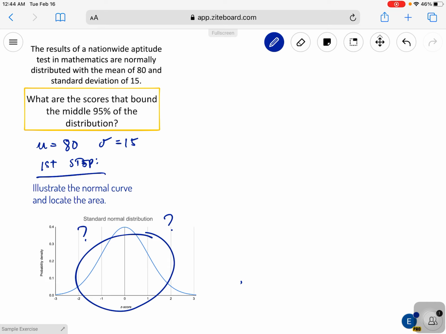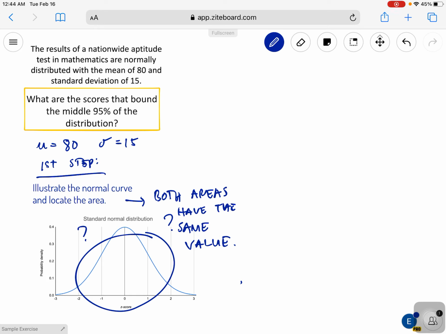Now we have to take note that both areas have the same value. That's what we have to remember. These divide the scores that bound the middle 95% of the distribution.